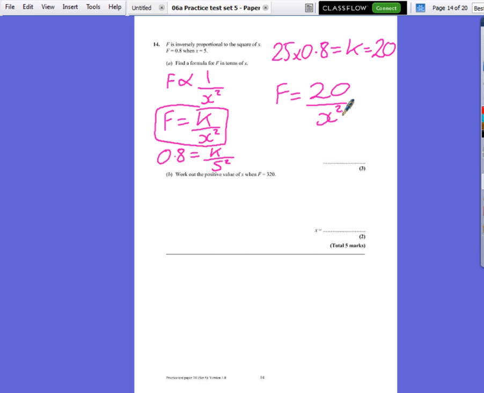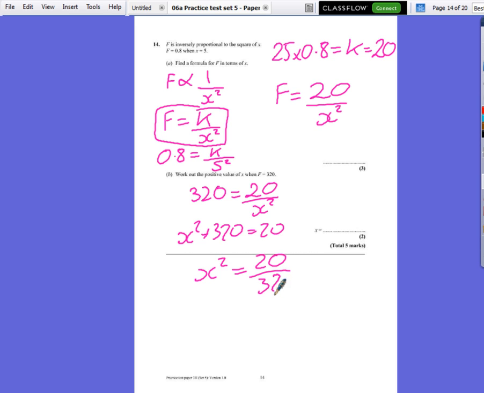Work out the positive value of x for when f is 320. So if f is 320, put that into the formula, we get 320 equals 20 over x squared. Take the x squared up because we don't want that on the bottom, so it will multiply on the other side, so we have x squared times 320 equals 20. So x squared will be 20 over 320, and we want to find the square root of that to find x, and the square root of that is a quarter.